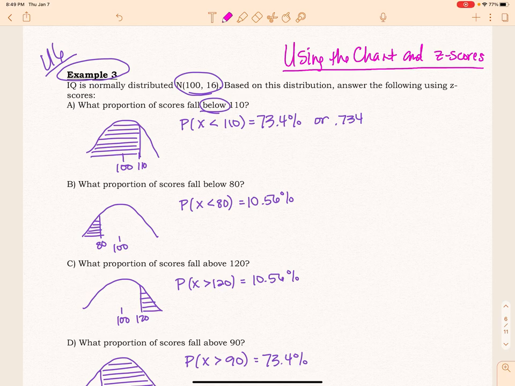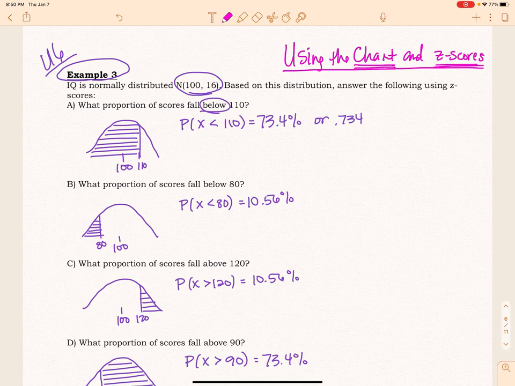Okay, AP Statistics, we are going to revisit example 3 in this video, and this time I'm going to show you how to find the answers using the chart and z-scores. In other words, this is a paper and pen method in which you do not need a calculator or the use of StatKey. I just want you to have another tool in your tool belt. So we are going to revisit each of these problems and find the answers using the chart.